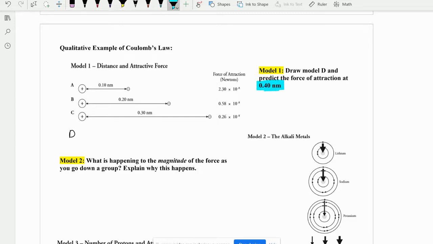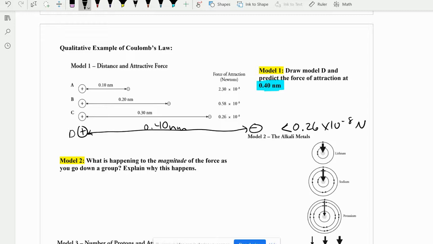Okay, so take a second, draw the model in, and predict what the force of attraction would be if the distance between a cation and an anion was 0.4 nanometers. So I drew the model here, and I'm looking at the force of attraction, and I notice that in each image, the distance is increasing, and therefore the force of attraction between those two ions is decreasing. And so if you said the force of attraction was anything less than 0.26 times 10 to the minus 8 newtons, then you are absolutely right.